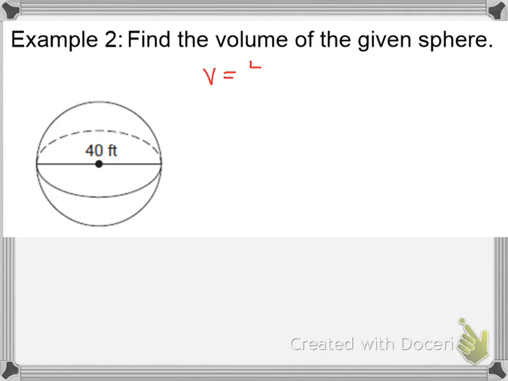Okay, let's try another one. Same type of question. We want to find the volume of the given sphere. So again, your formula is the same as the last one. We're going to use your 4/3 pi radius cubed.